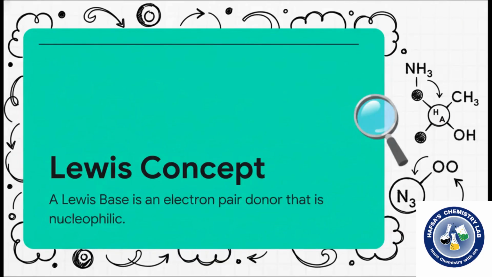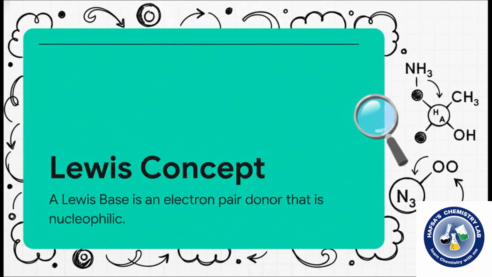Now, what's really interesting about this next concept is that it's the final and broadest theoretical lens, the Lewis concept. Instead of focusing on protons, Lewis shifted the spotlight entirely over to electrons. According to this framework, a Lewis base is an electron-pair donor. It's what we call nucleophilic. Think of it as being wildly electron-rich, just absolutely bursting with a pair of electrons ready to be shared to form a new bond.